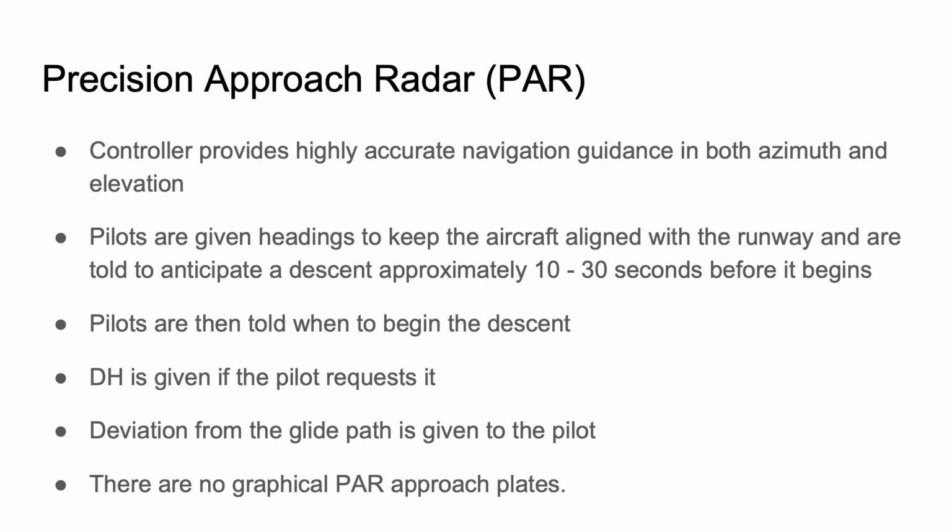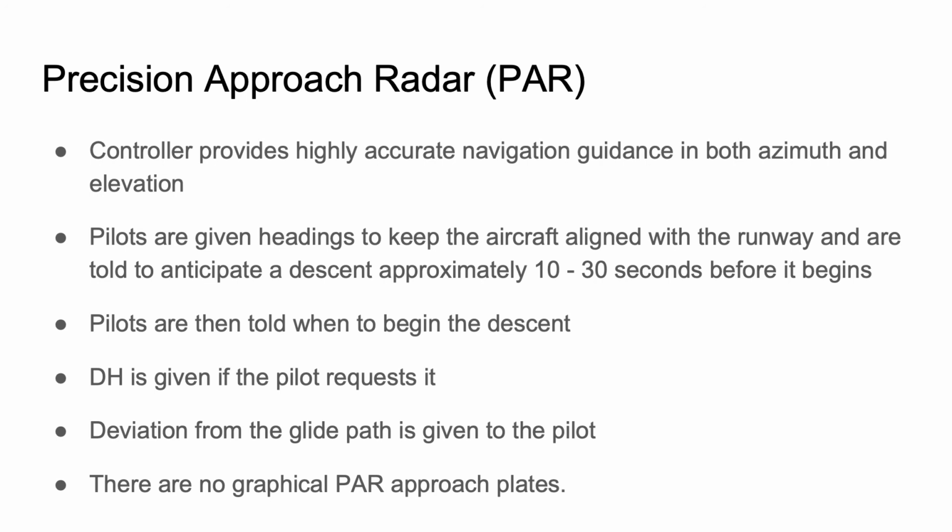PAR approaches give highly accurate navigation guidance in both azimuth and elevation. Pilots are given headings to keep the aircraft aligned with the runway and are told to anticipate a descent about 10 to 30 seconds before it's needed. And then they are told again when the descent should begin. They will give you a decision height if you request it, and deviation from the glide path is notified to the pilot if it happens.